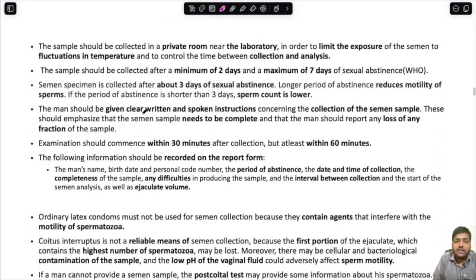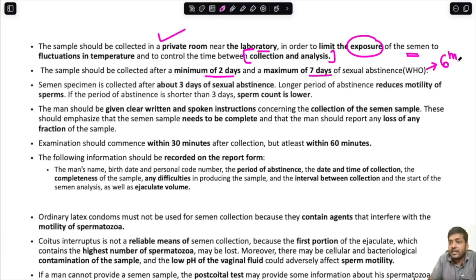Okay, so the sample should be collected in a private room which is located inside the laboratory. Why? In order to limit the exposure of the semen to fluctuations in temperature and to control the time between collection and analysis. The sample should be collected after a minimum of 2 days and a maximum of 7 days of sexual abstinence. Okay, this is the criterion given by the WHO 6th edition.